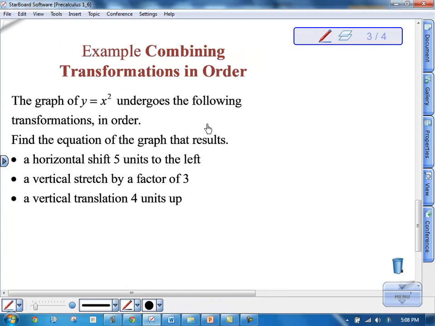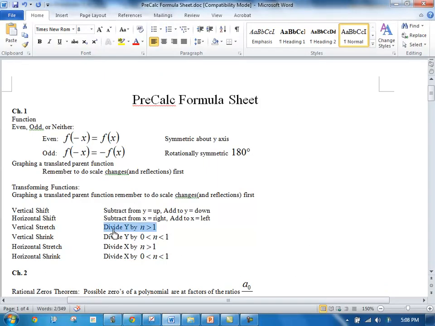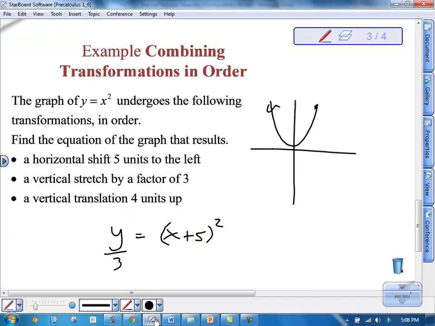All right, to try another example, here's y equals x squared. We want it to undergo the following transformations. So we want it to be horizontally shifted 5 units to the left, so that'd be x plus 5. And then we want a vertical stretch by a factor of 3. That's the same as dividing y by 3 on our formula sheet. Divide y by a number bigger than 1, vertical stretch. So I'm going to move that over here though, multiply both sides by 3.